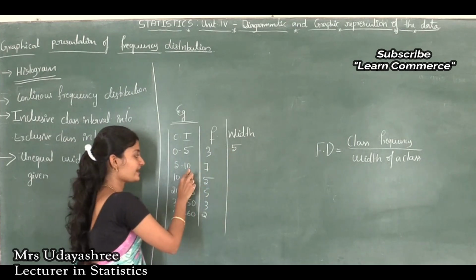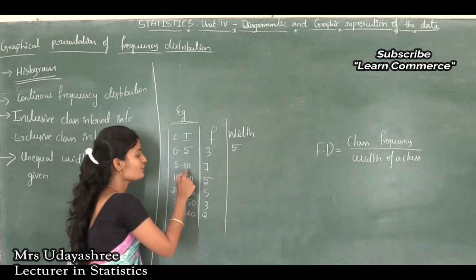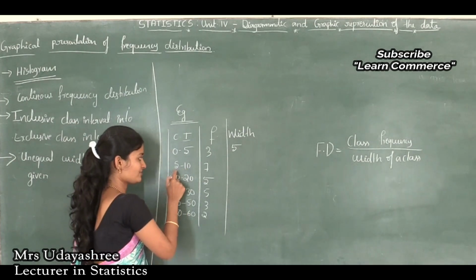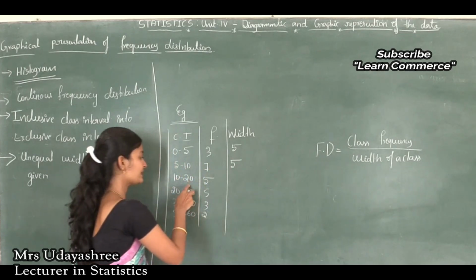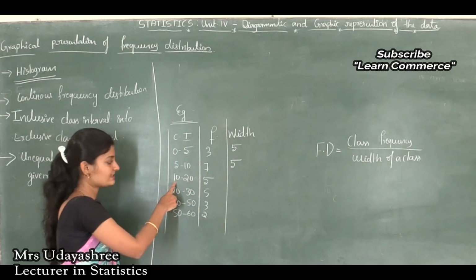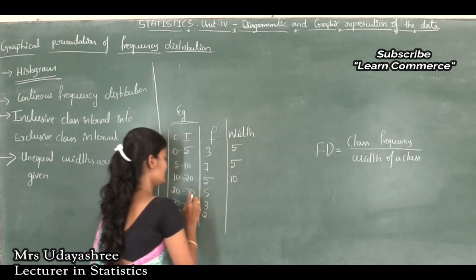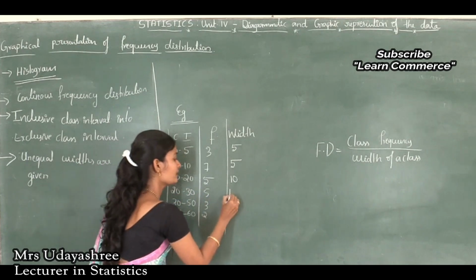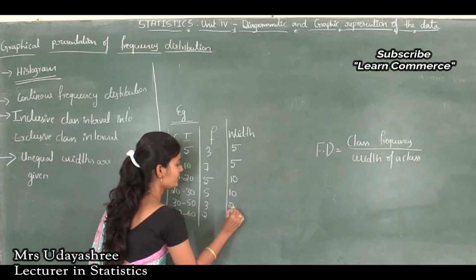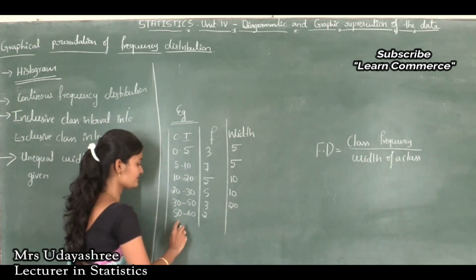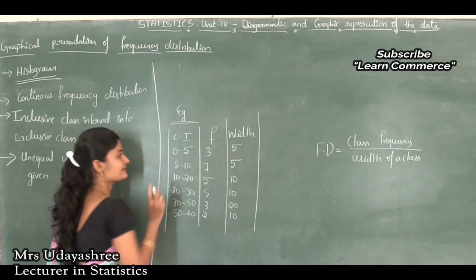See here in the second class, upper class limit is 10, lower class limit is 5. So upper class limit minus lower class limit, that is 10 minus 5, is 5. Next here upper class limit is 20, lower class limit is 10. So 20 minus 10 is 10, 30 minus 20 is 10, 50 minus 30 is 20. Next 60 minus 50 is 10. So these are the widths of the classes.